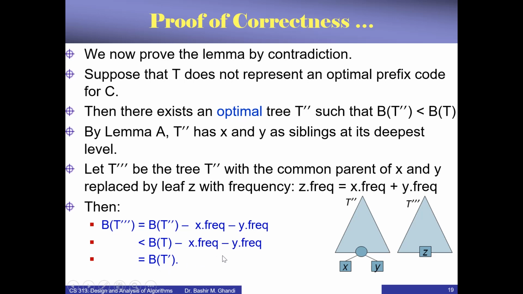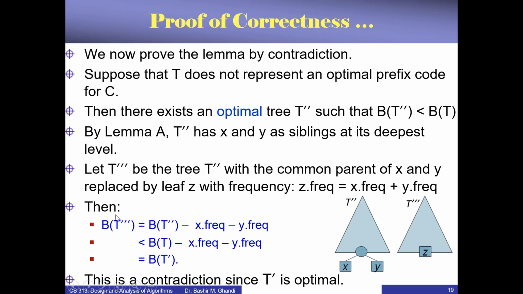And this is the problem, because we are now able to find a tree whose cost is less than BT prime, where BT prime, we assume it to be the optimal, remember? So therefore, there is a contradiction.